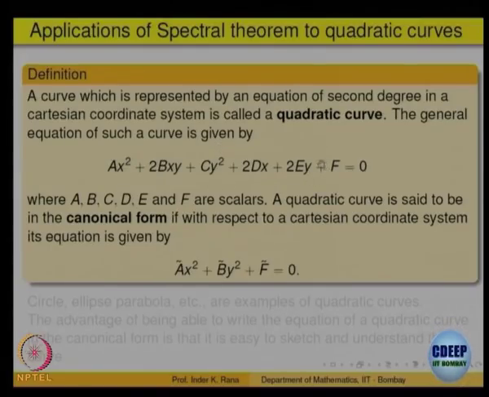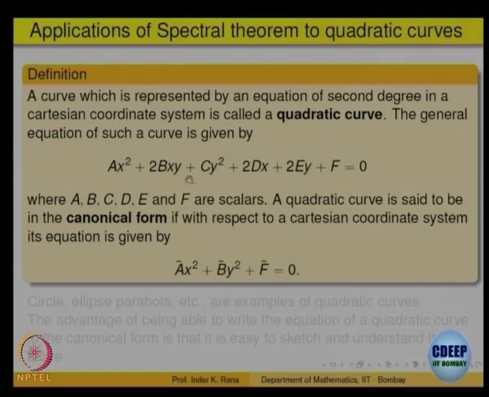For example, let us look at some special examples. What is the equation of a circle? x square plus y square equal to some r square, that is a quadratic curve where some of these coefficients are 0. A parabola, y square equal to ax, or a hyperbola, or your ellipse, x square over a square minus y square over b square equal to 1, say, right. All are quadratic curves. All conic sections come as quadratic curves.